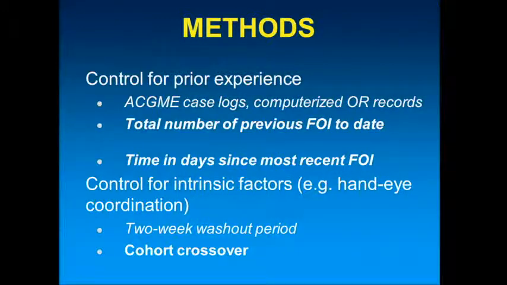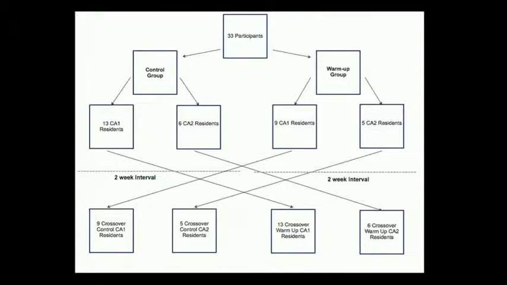For intrinsic factors, we were concerned that there could be bias. For example, if everybody who has very good hand-eye coordination just randomly winds up in one cohort, it's going to skew our results. So we decided to do a crossover design. Basically what we did, we started with all of our participants. They were divided into each cohort, and then they went through the procedure.